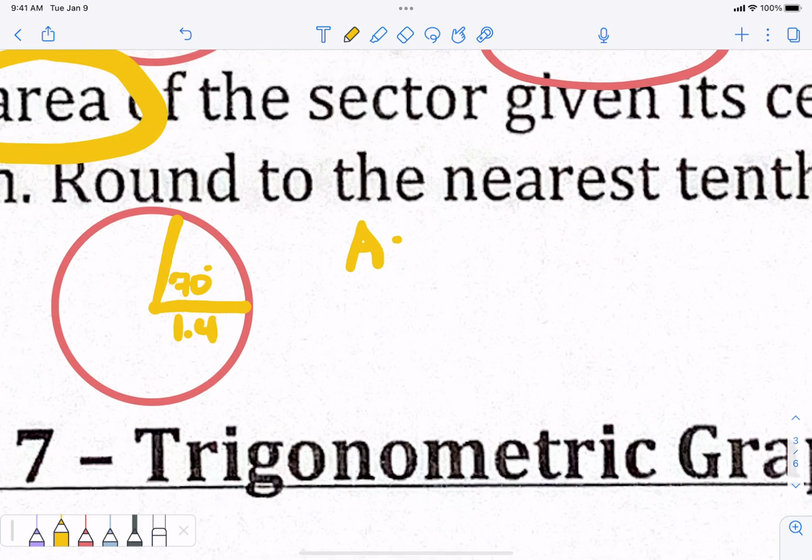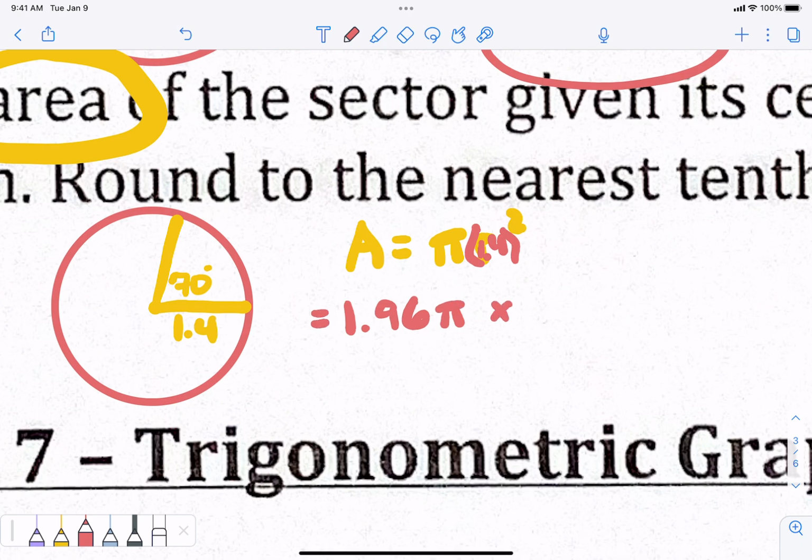If we're doing area of the whole circle, it would be pi r squared. But r is 1.4, so 1.4 squared is 1.96 pi. That would be the area of the entire thing. But I only want 70 degrees of it. So 70 over 360 times 1.96 pi.